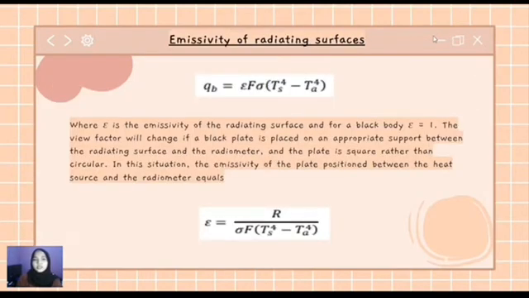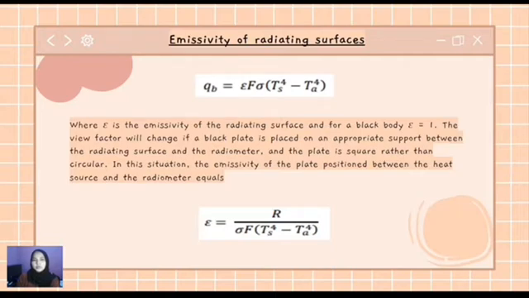Next equation is the emissivity of the radiating surface, which is QB equals E times F times sigma times Ts to the power of 4 minus Ta to the power of 4, where E is the emissivity of the radiating surface, and for a black body, E equals 1.